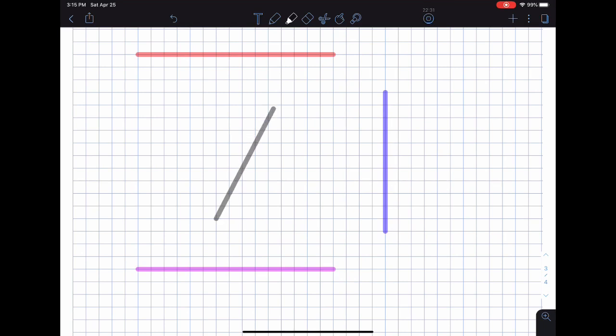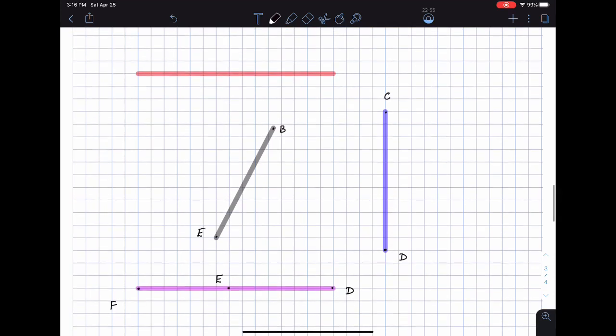Okay, and let's start labeling the points. So this was point B, this was point E. This was point C, and then this was point D. Right, so this was the point D, then this was the point F, and then likewise this was the point E. And here was the point A, and then here was the point B. And then this was the point C.